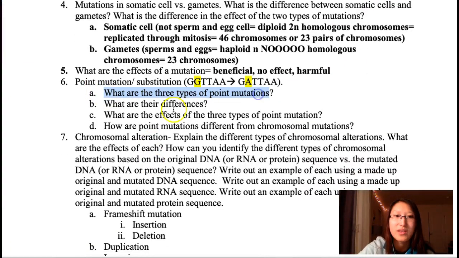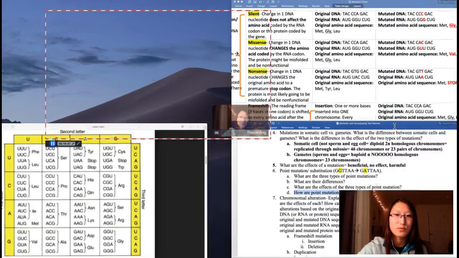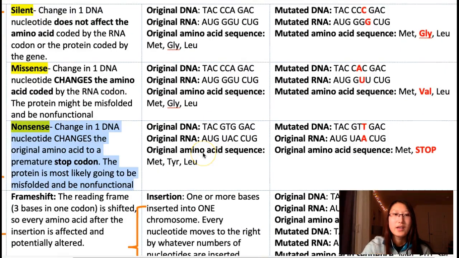Three types, now you know what they are. You know the differences. You know the effects. How are they different from the chromosomal mutation? I'll talk about that. Okay, so there are many ways that I can ask you these questions.